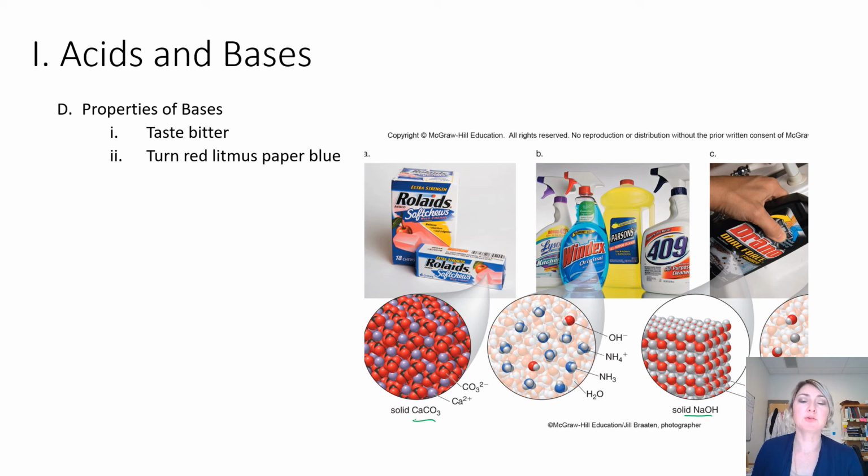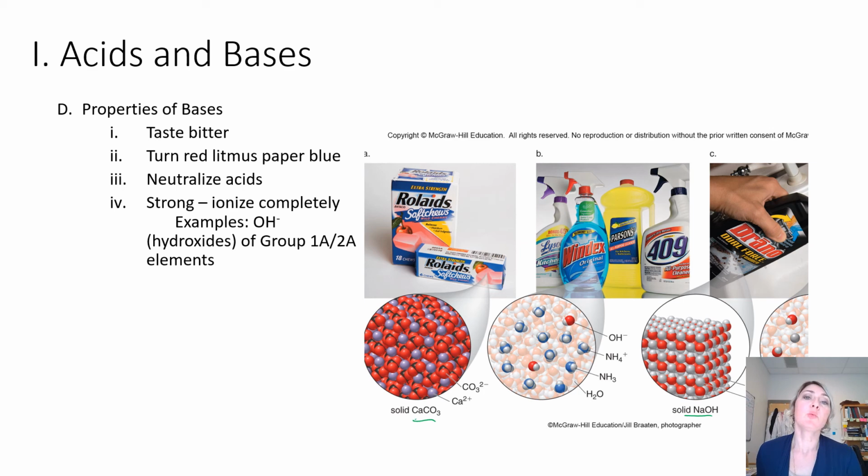If you were to do a litmus paper test, you would use red litmus paper, and a base would turn that red litmus paper blue. And it's able to neutralize acids. Again, that's a topic for part two. We can also classify bases as being strong bases or weak bases, and just like acids, we classify them based on whether they dissociate or separate completely.